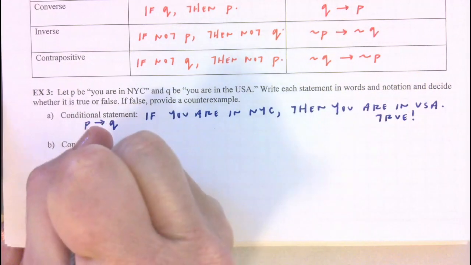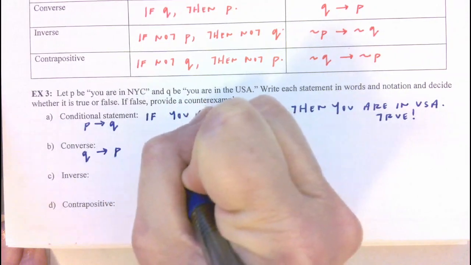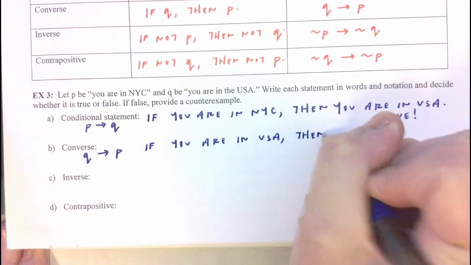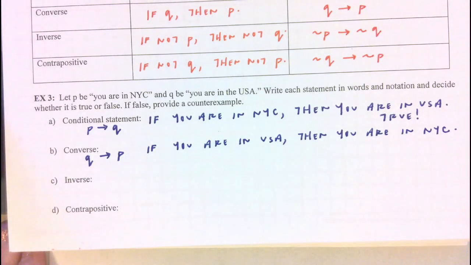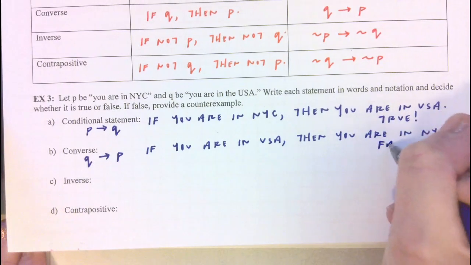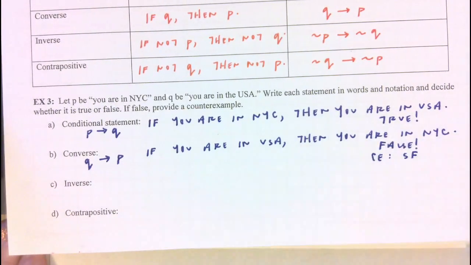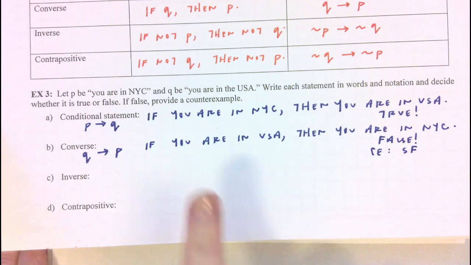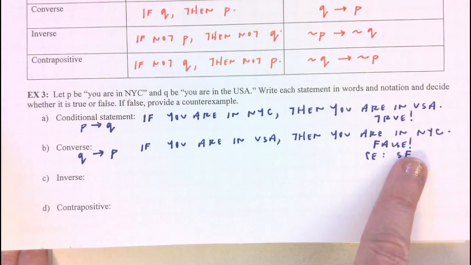Okay, the converse here, we reverse it. Q with an arrow to P. So here I would say something like, if you are in the USA, then you are in New York City. Okay, well, that's not true, right? That's false. That's false because I can think of a place in the USA that's not New York City. So here I'm going to say false, and then I can provide a counterexample. So maybe my counterexample here is San Francisco. Right, so I'm thinking of a place that is in the USA that is not New York City. So San Francisco, great counterexample, right? We're saying that it's a truthful hypothesis, but a faulty conclusion over here. So a place that's in the US, not New York City. San Francisco does the job.